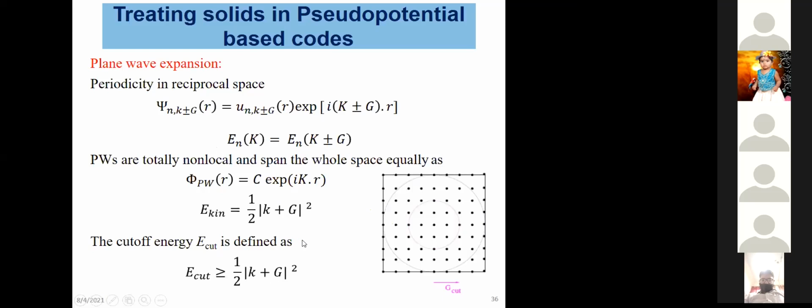So with the use of periodicity, we are going to reduce our computational time and cost, and also with the periodicity we can define how large our wave function should be, or what should be the cutoff energy for our wave function, because the crystal is periodic and it extends up to infinity. So at some point we have to take a cutoff for our wave function and for our wave energy, and that is decided by this criterion, half of |k plus G| squared.